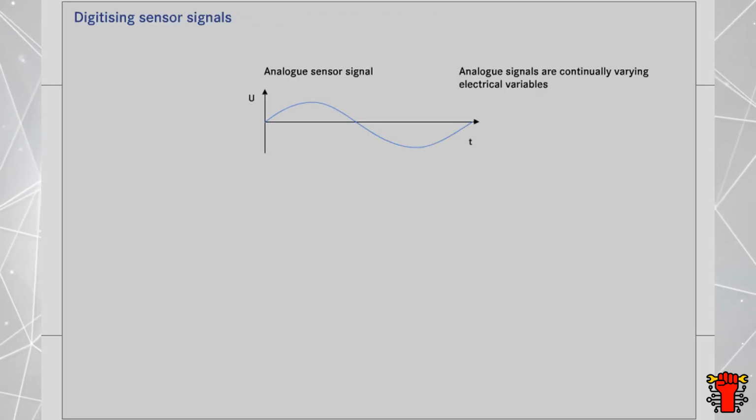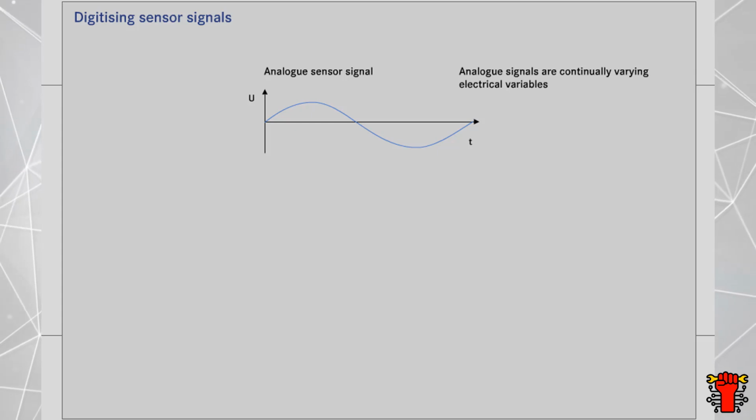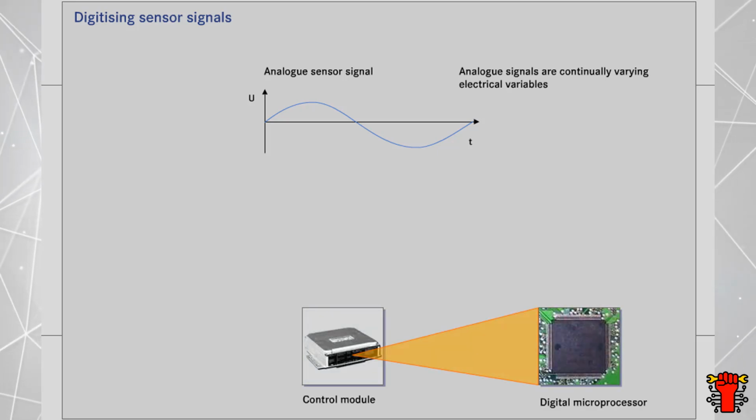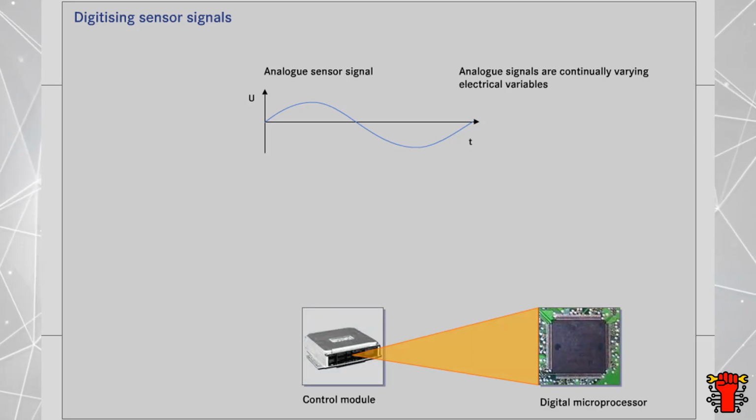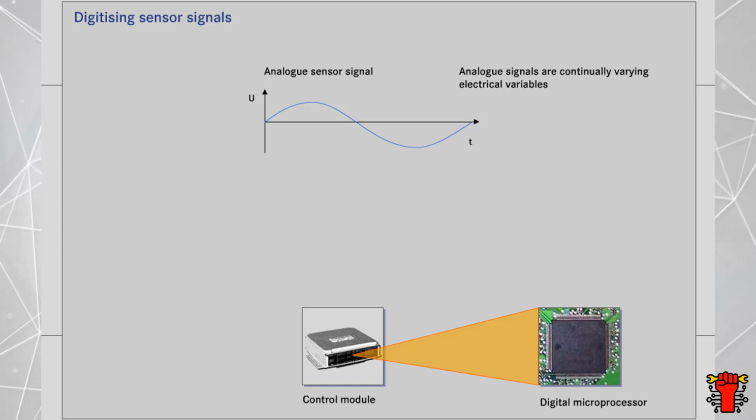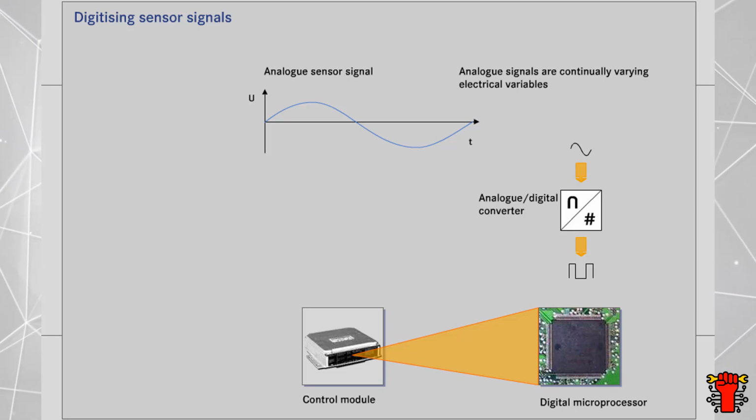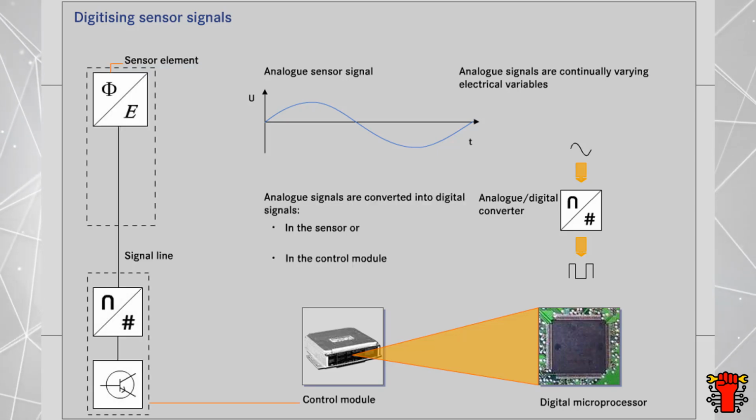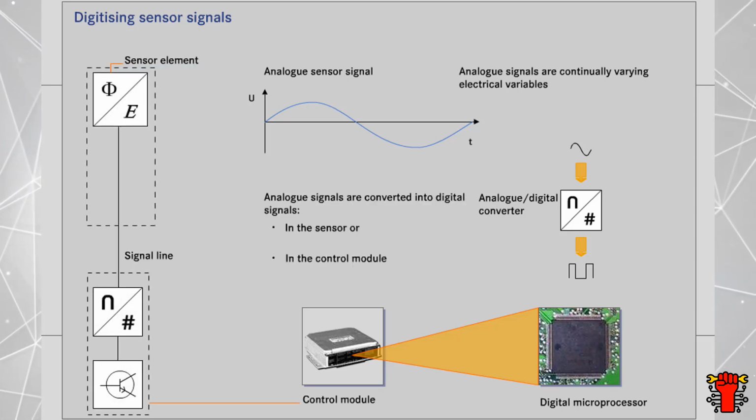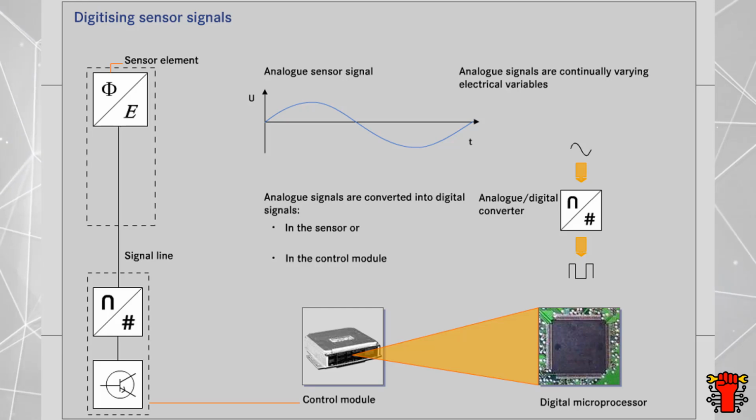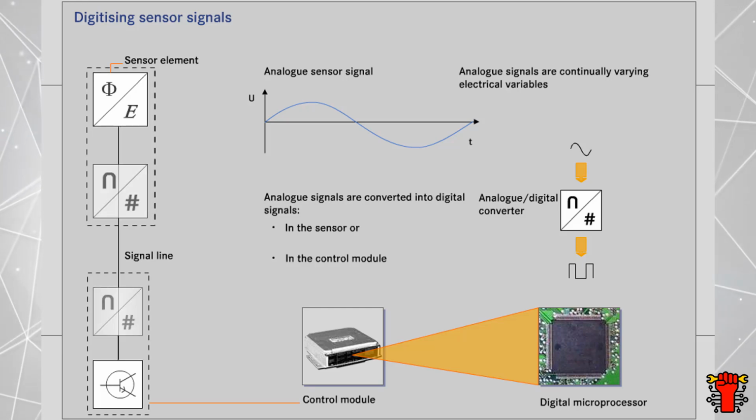Most sensor signals are analog, which means they are continually varying electrical variables. However, the control module processors in vehicles are digital. As a result, analog signals must first be digitized. This analog-digital conversion is performed either in the sensor itself or in the control module's input circuits.